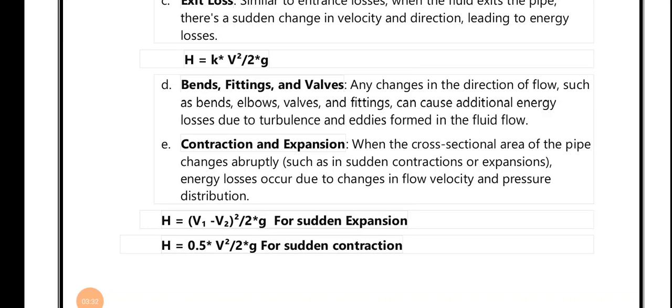It can be given as, for sudden expansion, head loss will be (V1 minus V2) whole squared by 2g, where V1 is the velocity at the starting point and V2 is the velocity at the ending point. And for sudden contraction, it can be given as H equals 0.5 V squared by 2g. Okay, thank you.